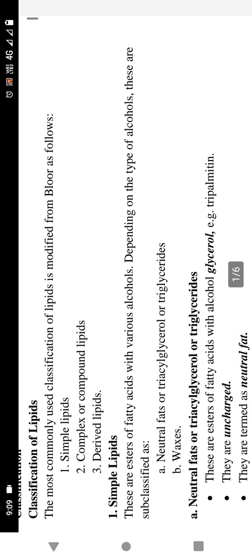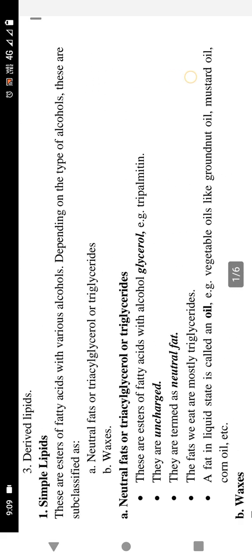The neutral fat, or triglycerols or triglycerides, are simple lipids. These are esters of fatty acids with the alcohol glycerol, for example tripalmitin and trilinoleate. Many fatty acids fall under this category, and mostly the oils. They are uncharged, so they are termed neutral fat. The fat we eat is mostly triglycerides. Triglycerides means there are three fatty acids joined with a glycerol molecule, so it is called triglyceride or triacylglycerol.